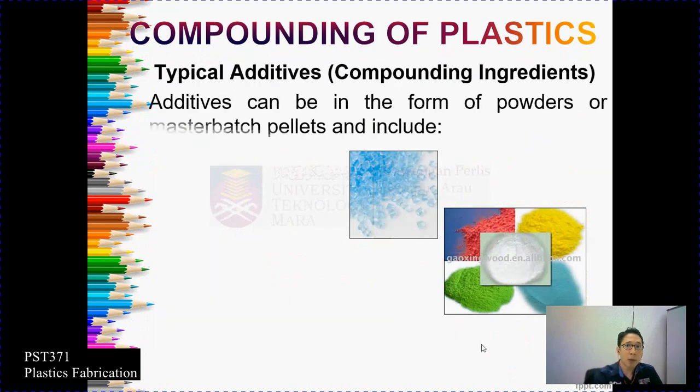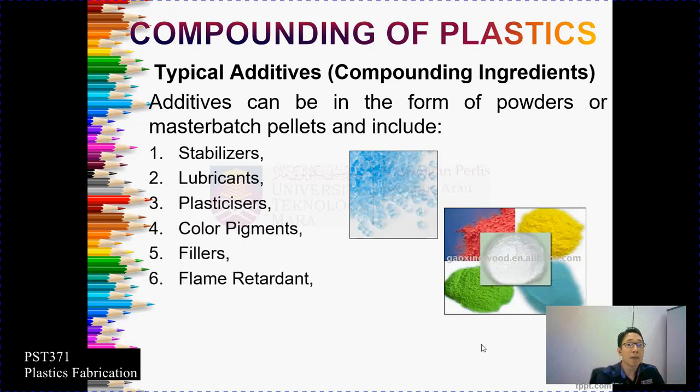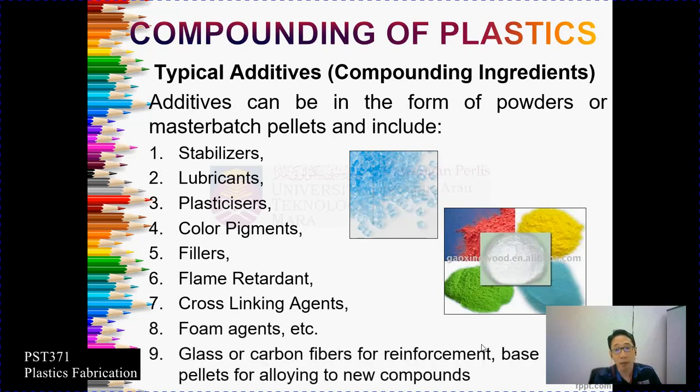Then the compounding of plastic, this is the main importance of this chapter, okay. The compounding of plastic, the typical compounding ingredient additive can be in terms of powder, master batch, liquid and other polymeric material itself. The first one is stabilizers, and then we have lubricants, plasticizers, color pigment, fillers, flame retardant, cross-linking agent, foam agent, and then we have glass or carbon fiber for reinforcement. Okay, each of these types of additive, I will explain in more detail the purpose and the function of each of these typical additives.